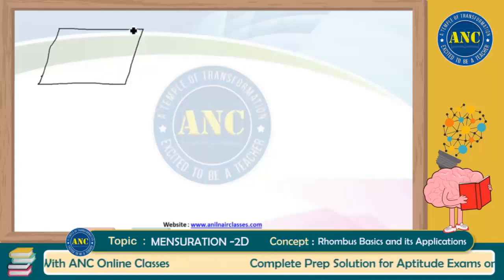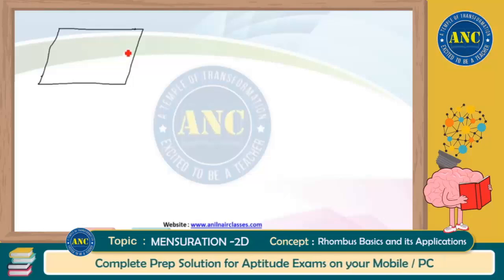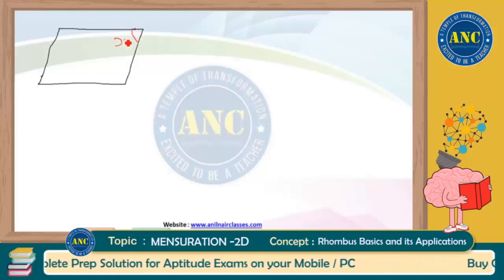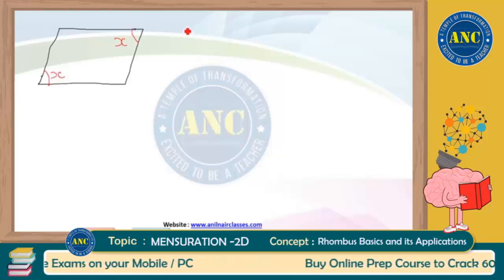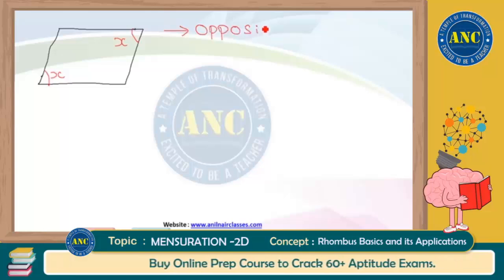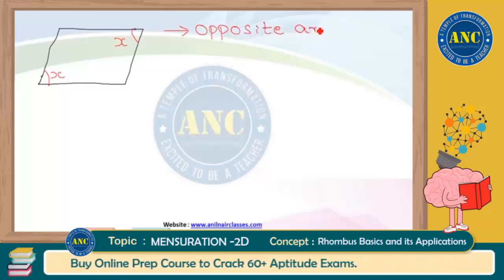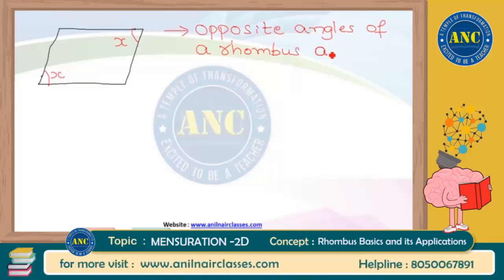Now listen to this carefully. Can I say that this particular angle, suppose it is X, this particular angle also will be X. That means, a very important point, opposite angles of a rhombus are always equal. Opposite angles of a rhombus are equal.